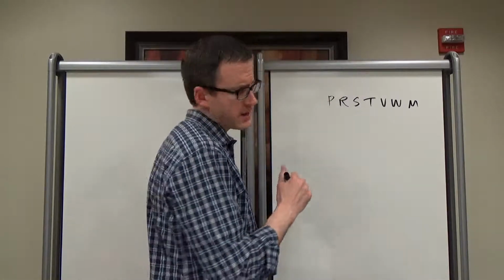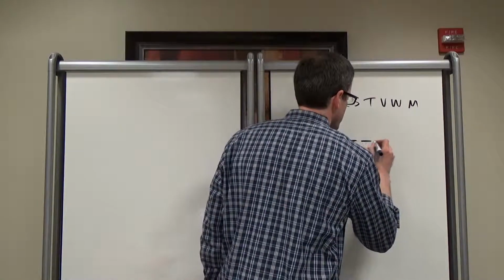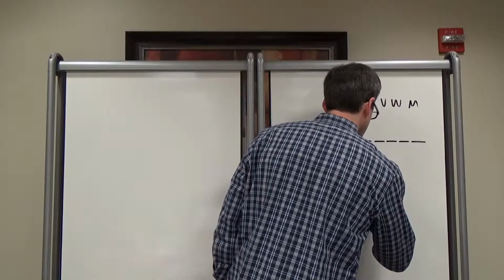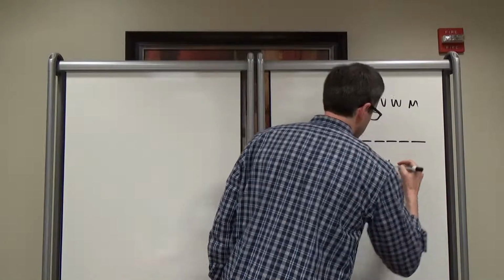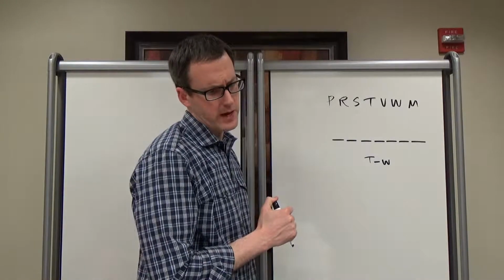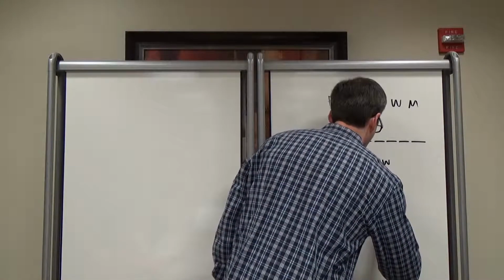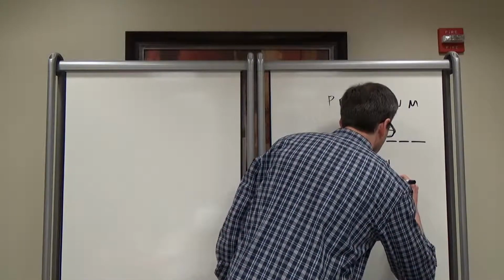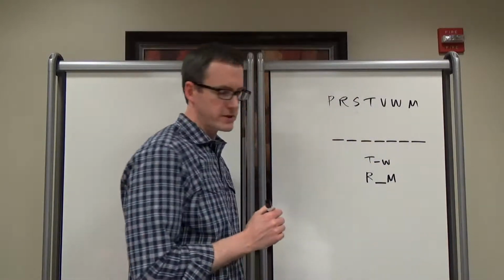T is closer to the entrance than W. So 1, 2, 3, 4, 5, 6, 7, T dash W. Sound good? Okay. R is closer to the front than M with exactly 1 in between. So we have R underscore M, right? Instead of a dash.